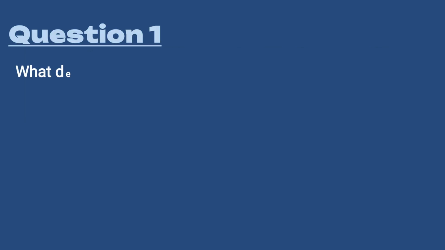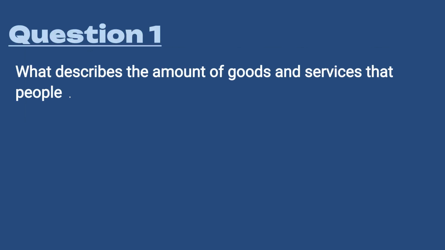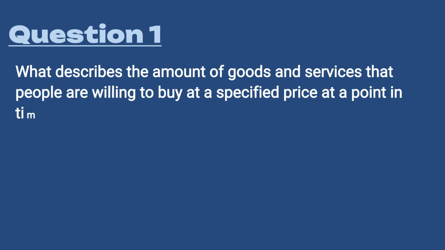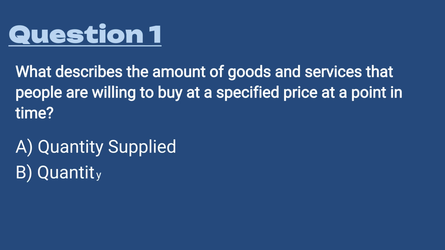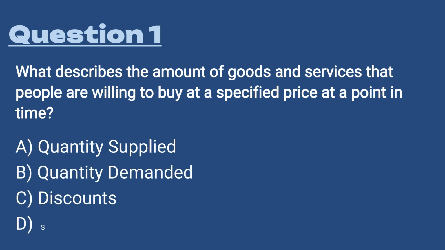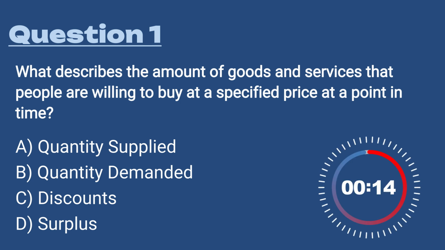Question number 1. What describes the amount of goods and services that people are willing to buy at a specified price at a point in time? A, quantity supplied. B, quantity demanded. C, discounts. D, surplus.